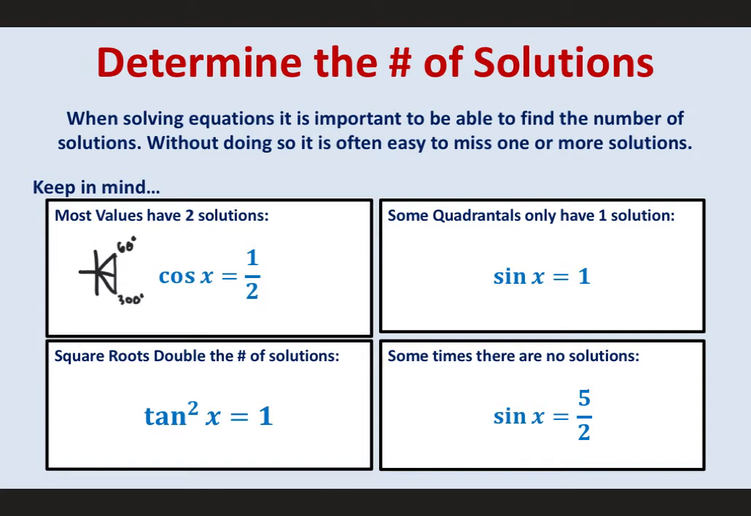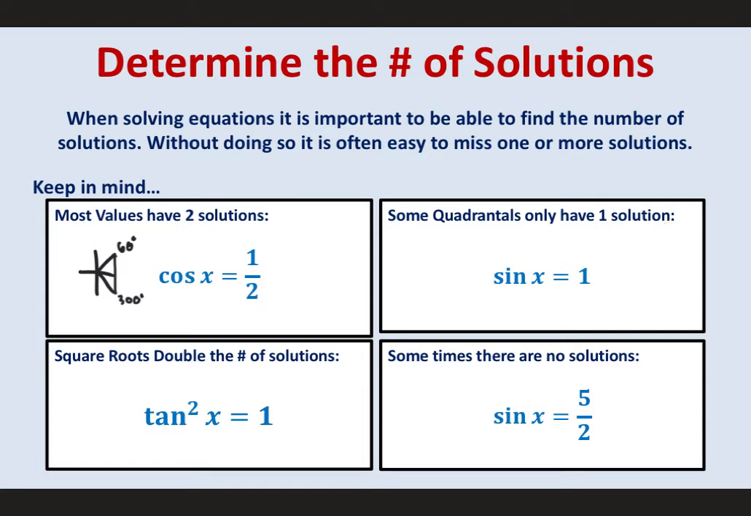Lots of things have two solutions. Basically, anything of a 30, 60, 45-degree reference angle that we're familiar with will have two solutions almost all the time. All right, now the next one over here is that some quadrantal angles only have one solution.